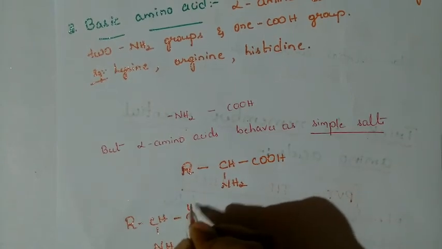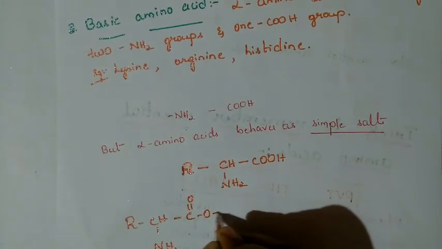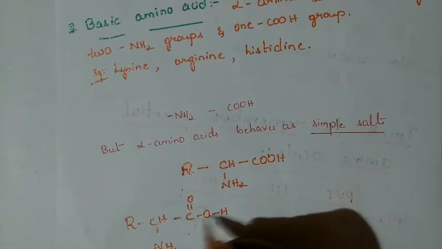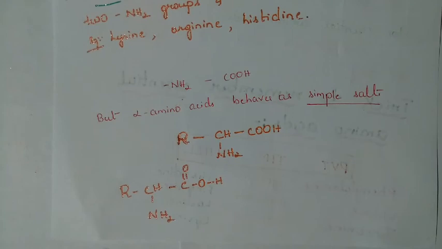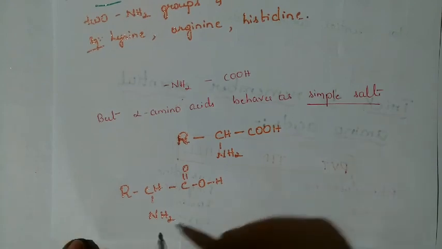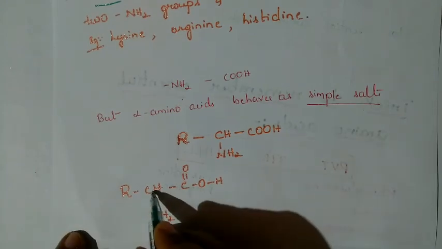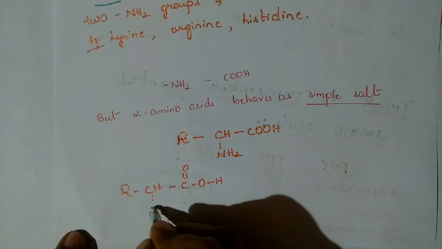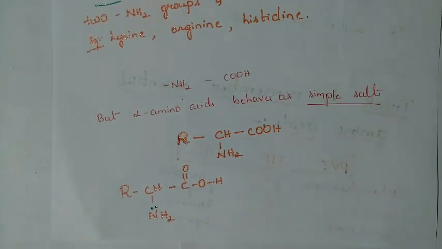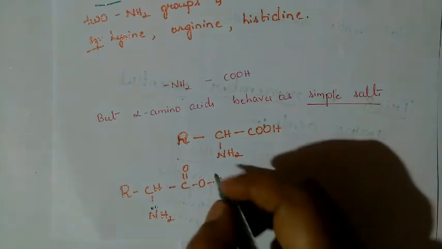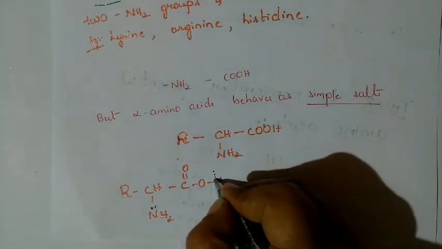COOH can be written as C double bond O, OH. Now, on the nitrogen atom, nitrogen is with 3 bonds, 2 hydrogen and 1 with the carbon. So on nitrogen, we have 1 lone pair of electrons. So the hydrogen bond will be broken here.